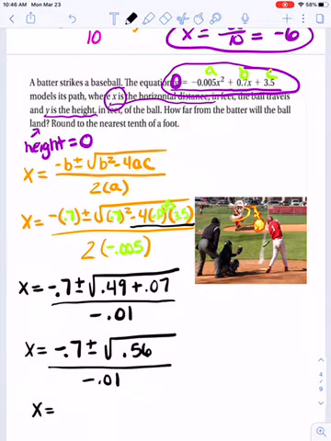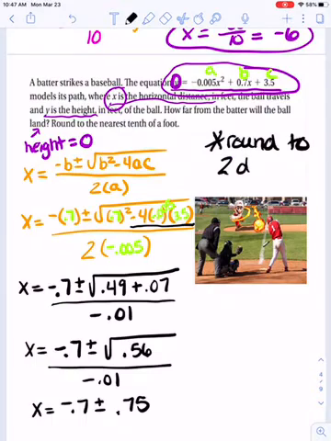I'm going to take the square root of 0.56, which you're going to end up getting, I believe, a 0.75. Let me just double check this real quick to make sure I did it correctly. 0.56, take the square root. Yeah, it's going to give you a real nasty number, 0.748. Let's just make this a rule. Let's always round to 2 decimal places, so we're all on the same page. So it's 0.748, so that's going to round to 0.75 all over a negative 0.01.